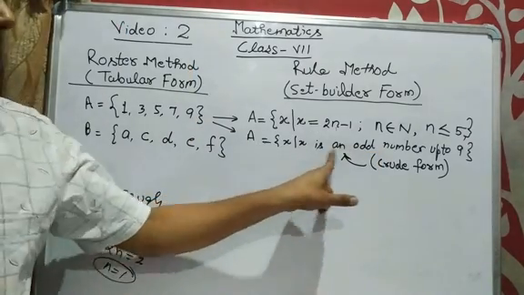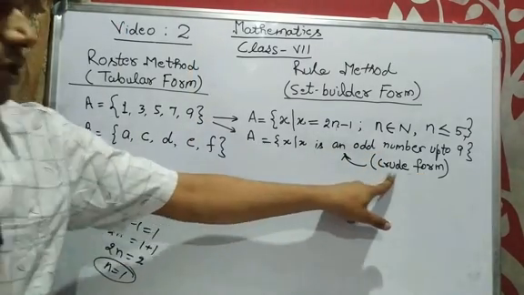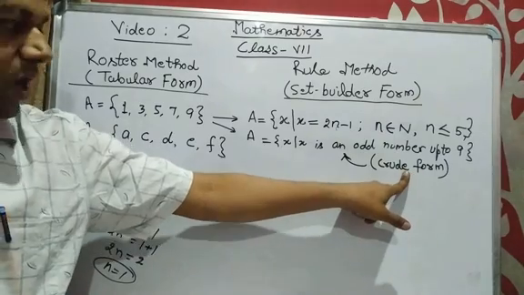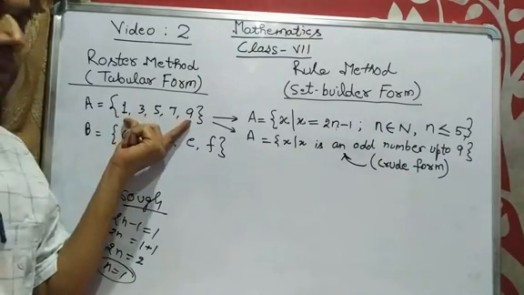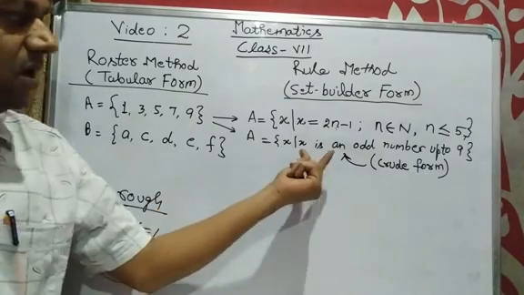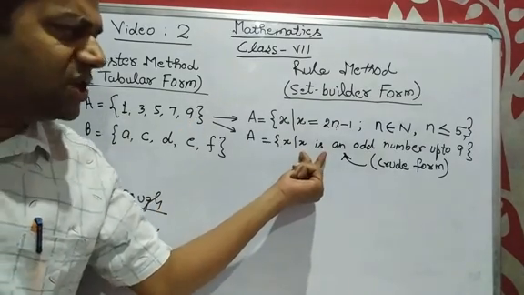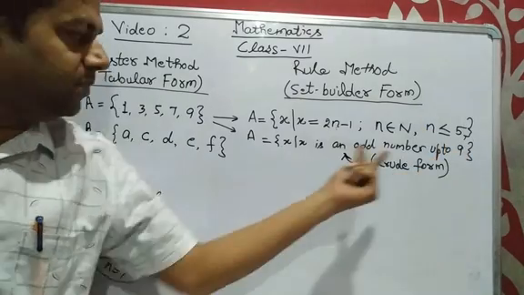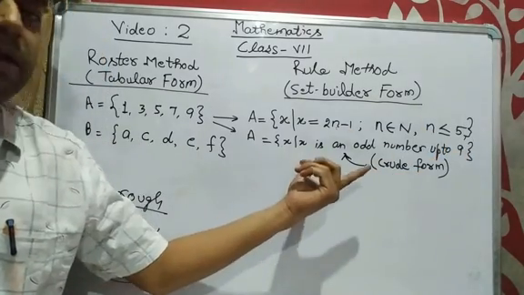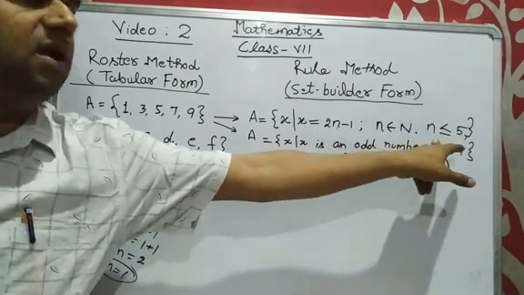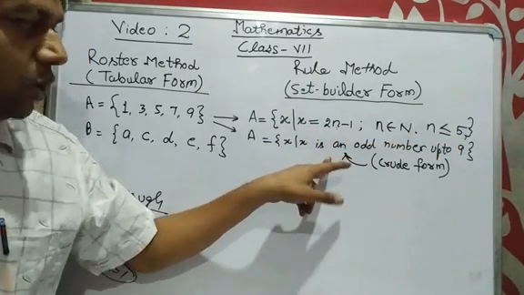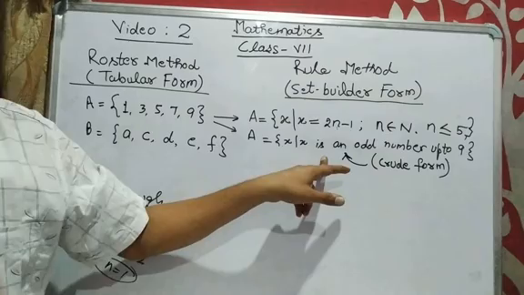That is from the crude form. So in the crude form, what we do, we identify the common properties of all the elements, and that property we define in simple English language. Sometimes it is necessary, sometimes it could be possible we are not able to define mathematically. So we need to use the crude form.